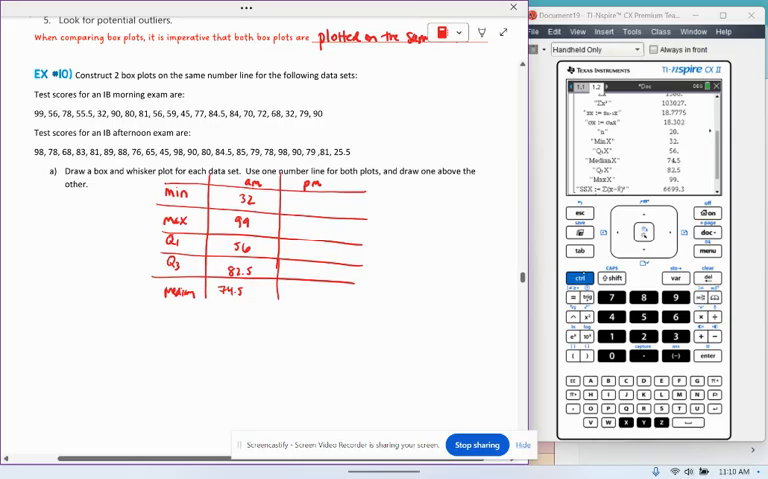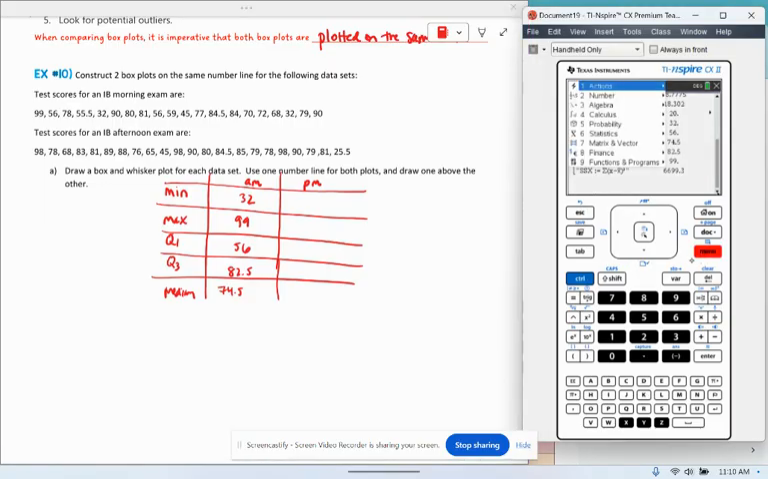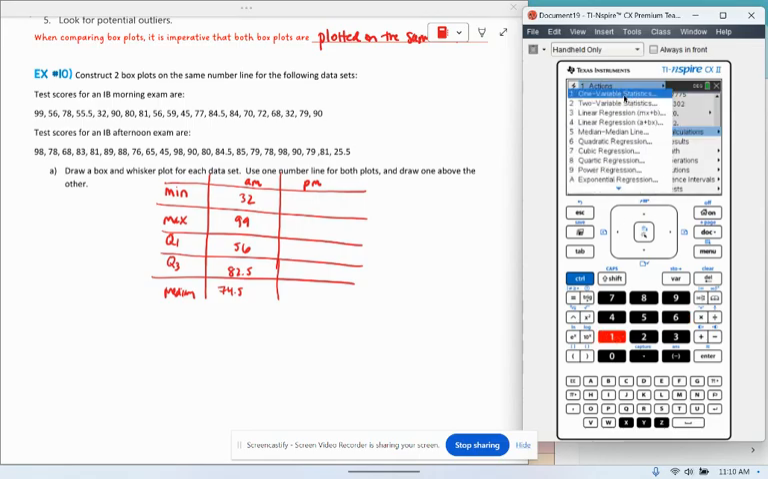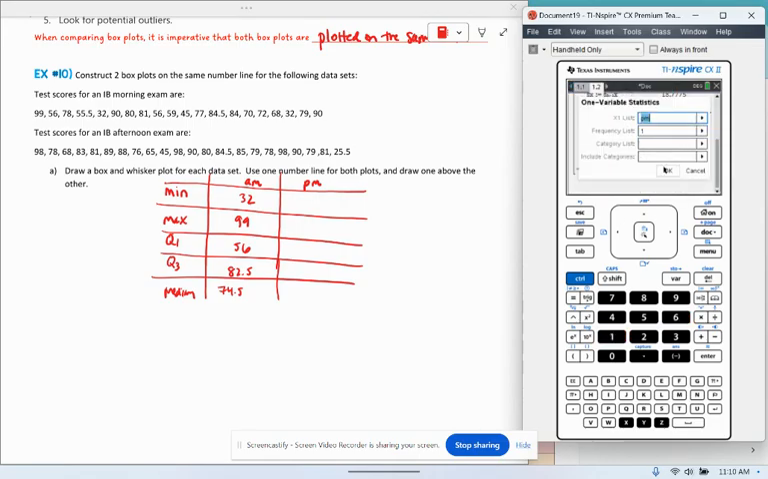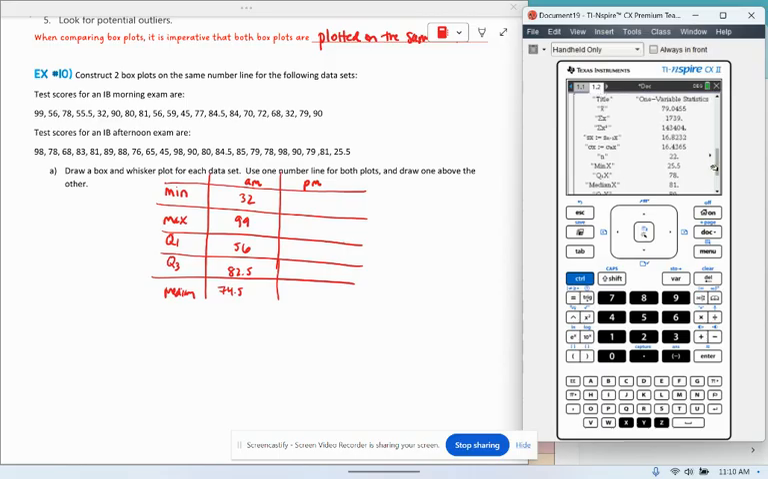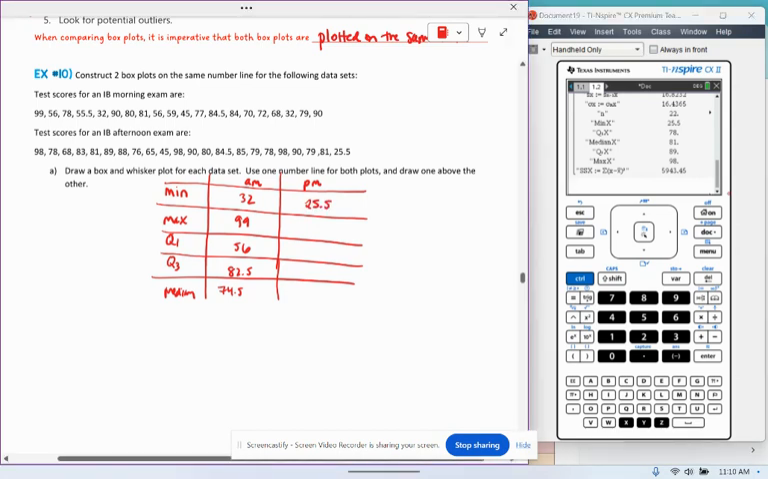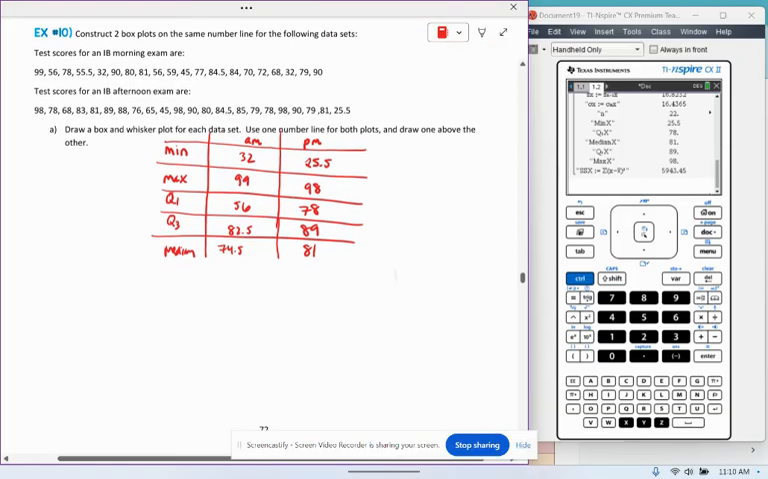Okay, let's do the same thing for the PM kids. All right, my min is going to be 25.5. Q1 is going to be 78. I've always preferred taking a test in the morning. Median is 81. My brain just turns into mayonnaise as the day goes on. Okay, Q3 is 89. And then my max is 98. All right, cool. So I got my 5-number summary for each one.